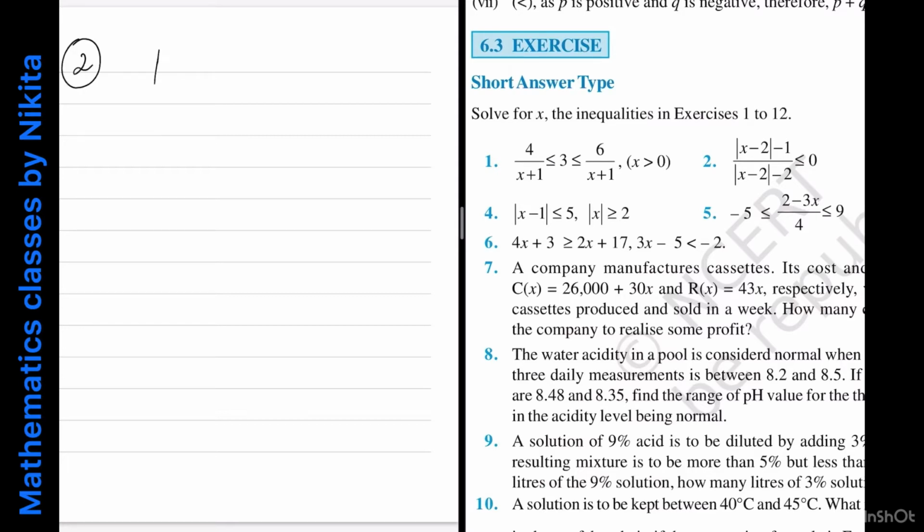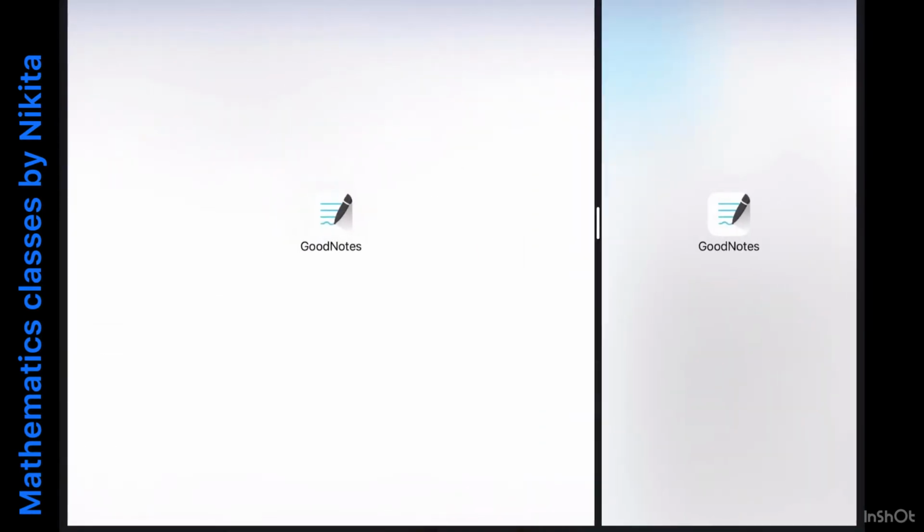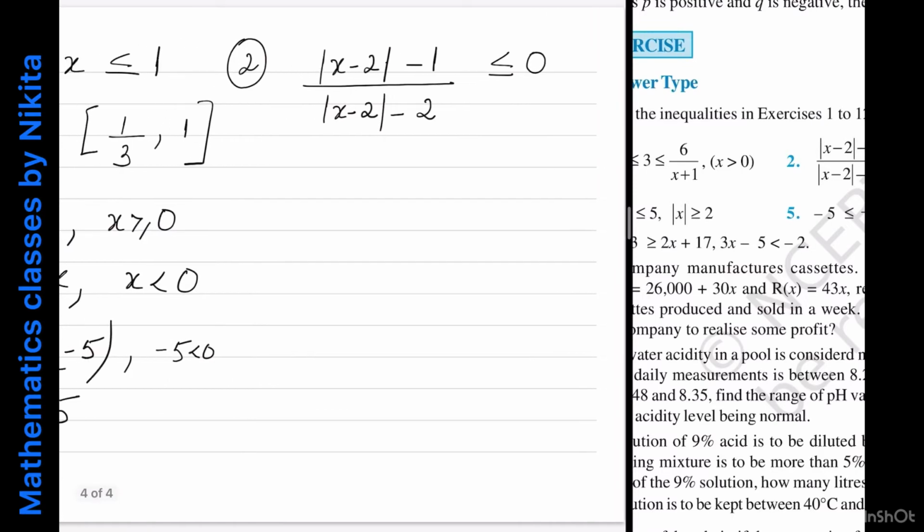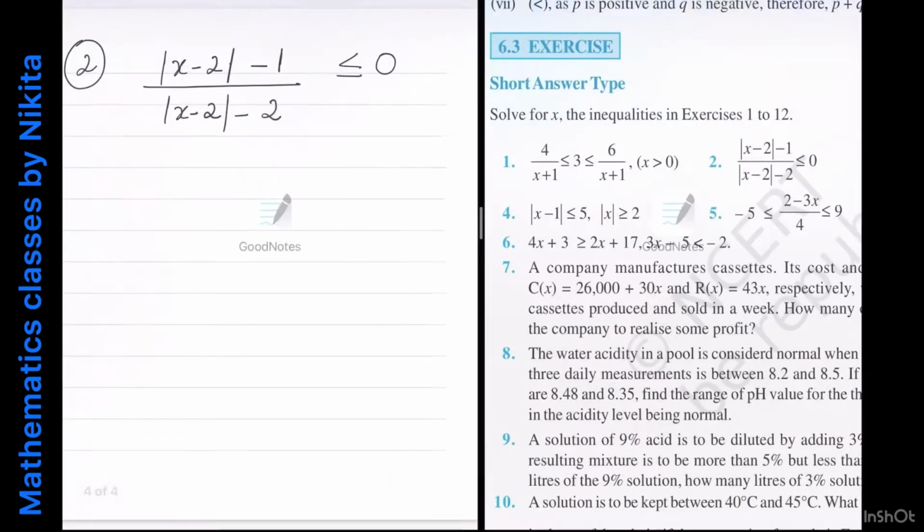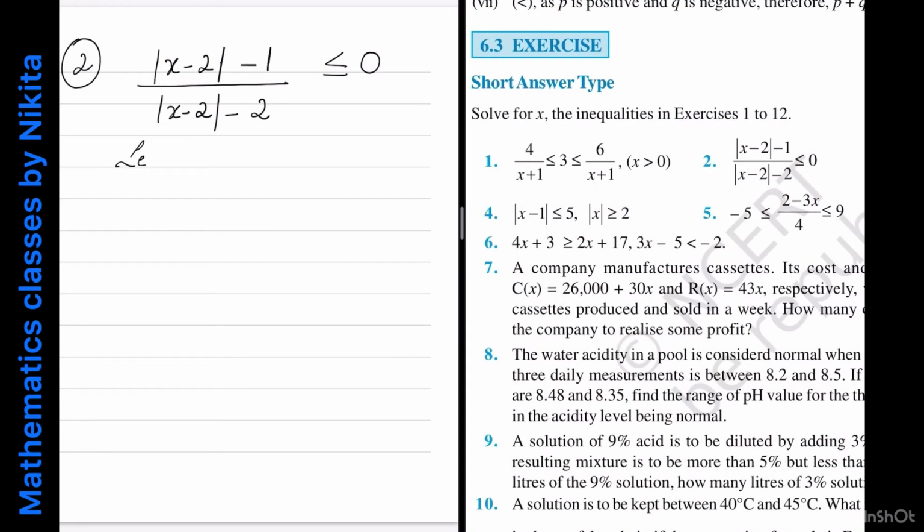So we have mod of x minus 2 minus 1 in the numerator divided by mod of x minus 2 minus 2, less than or equal to 0. So what I will do is, first of all, let y equal to mod of x minus 2. Okay, so therefore this becomes what? That y minus 1 divided by y minus 2 is less than or equal to 0.